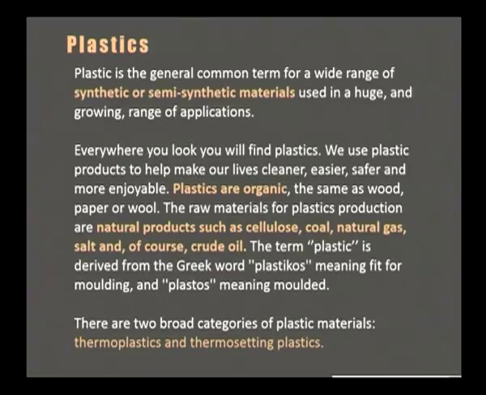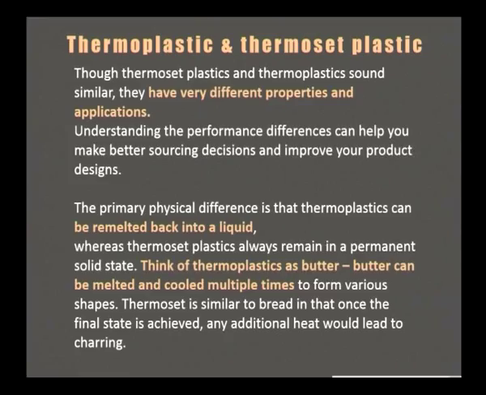There are two broad categories of plastic materials, thermoplastic and thermosetting plastics. Every type of plastic is categorized either as thermoplastics or thermosetting plastics. We'll be looking at what they are and how they are made. Though thermoset plastics and thermoplastics sound similar, they have very different properties and applications. Understanding the performance differences between the two can help you make better sourcing decisions and improve your product designs.